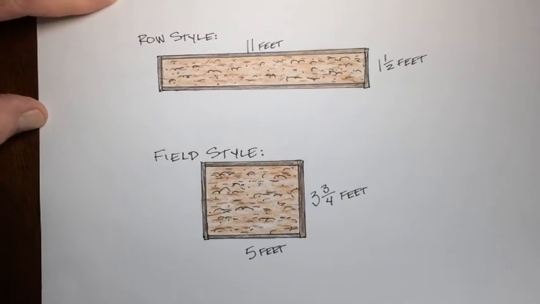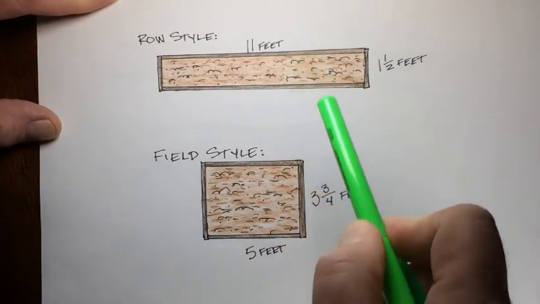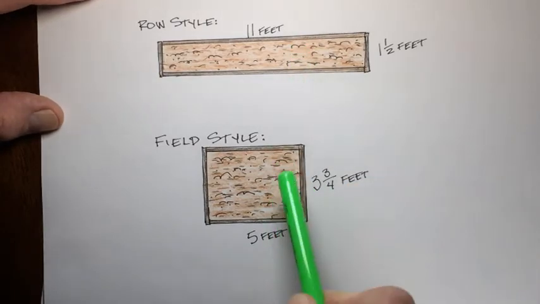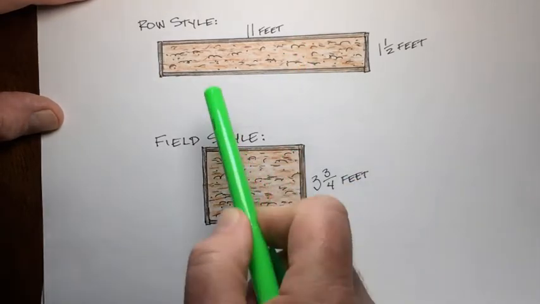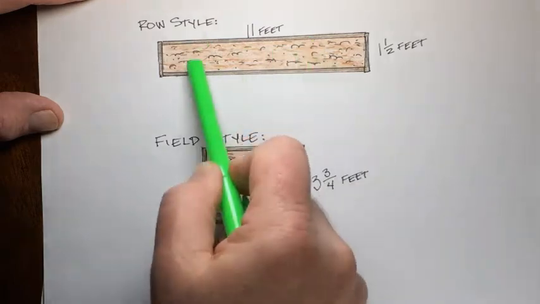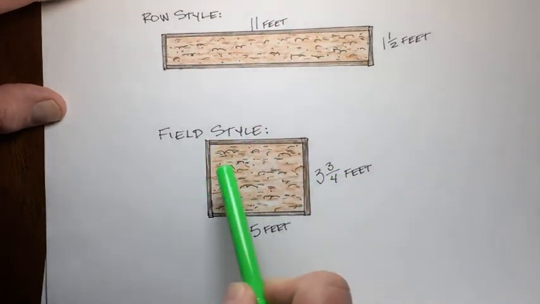You can do this on Google Form. So do it the exact same way you saw. You're going to first find the area here, then find the area here, then find the difference to find which has the most area. Either the row style would give you more space for your plants, or the field style.